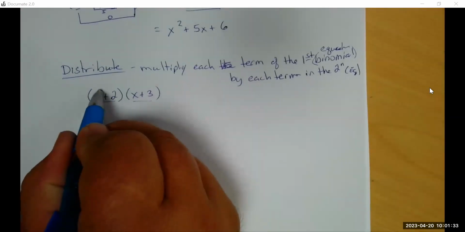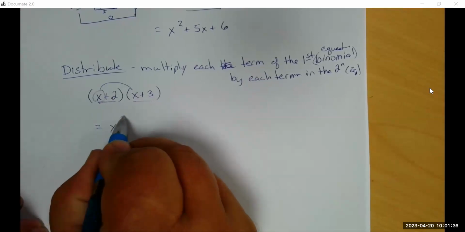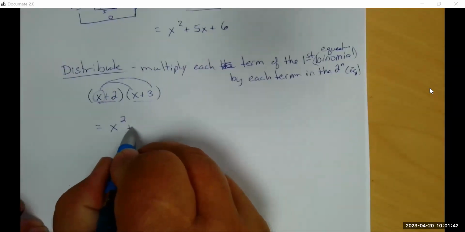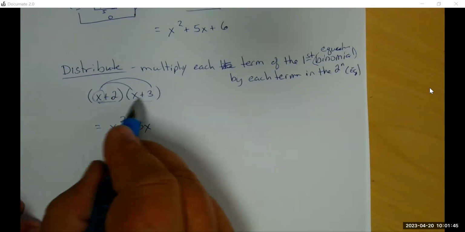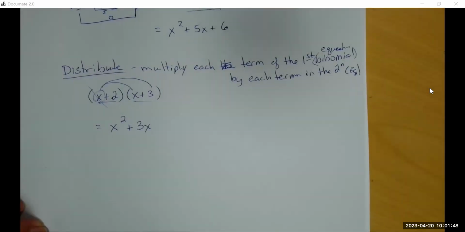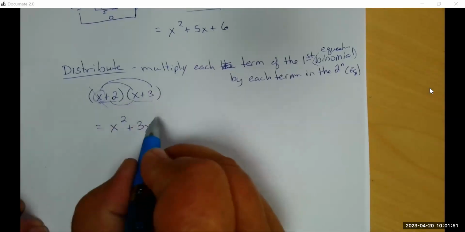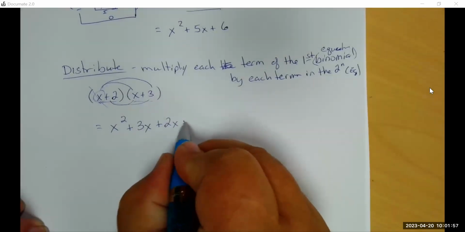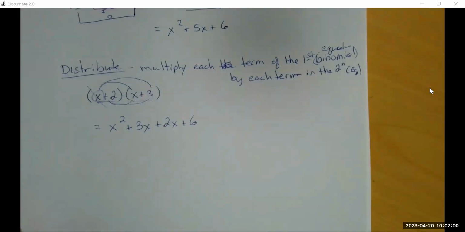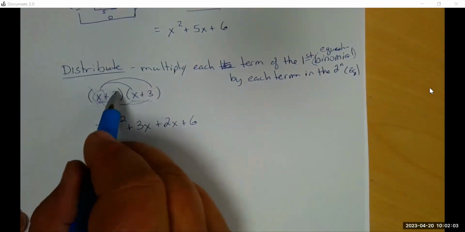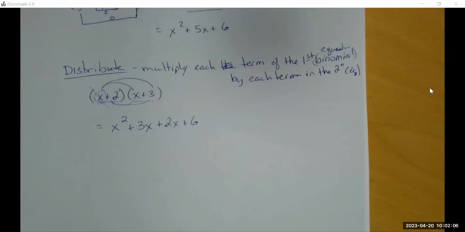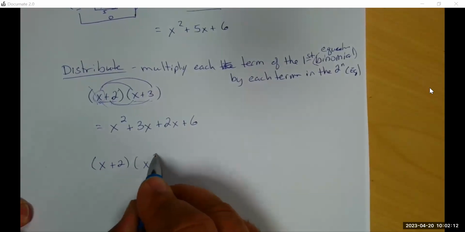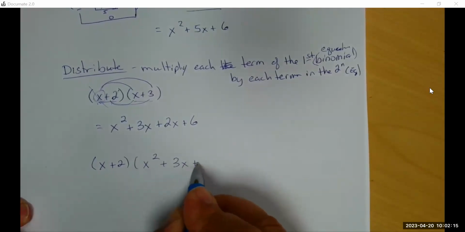So we start with the first one. X times X equals x squared. X times 3, so they're both positive, is positive 3x. There's no more, so this one's finished. Positive times positive is positive. We do the next term. 2 times x, 2x. 2 times 3 is 6. So everything in the first equation multiplies in the second equation, and it doesn't matter how big it is.